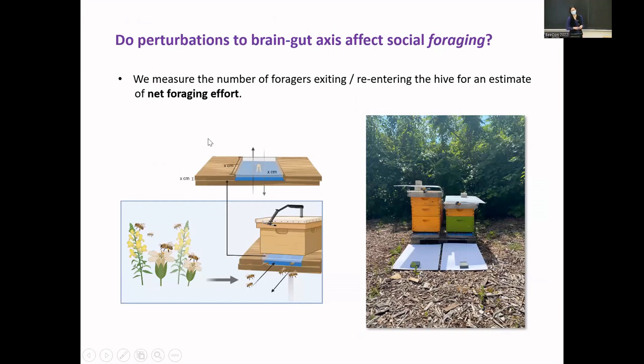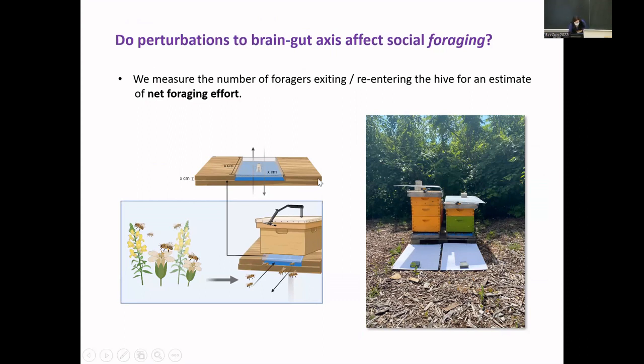Here we go with the first of our assays. Here we ask, how do perturbations in the brain-gut axis affect social foraging? We're using a simple assay, measuring the number of foragers exiting and entering the hive.